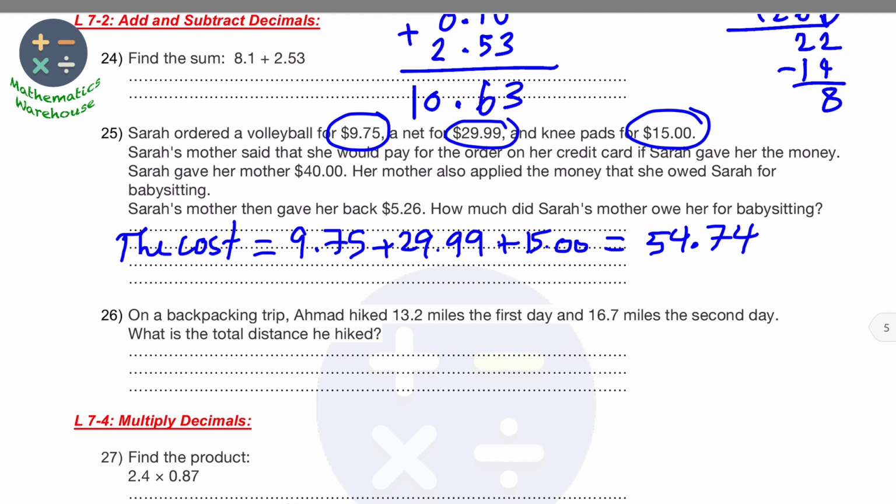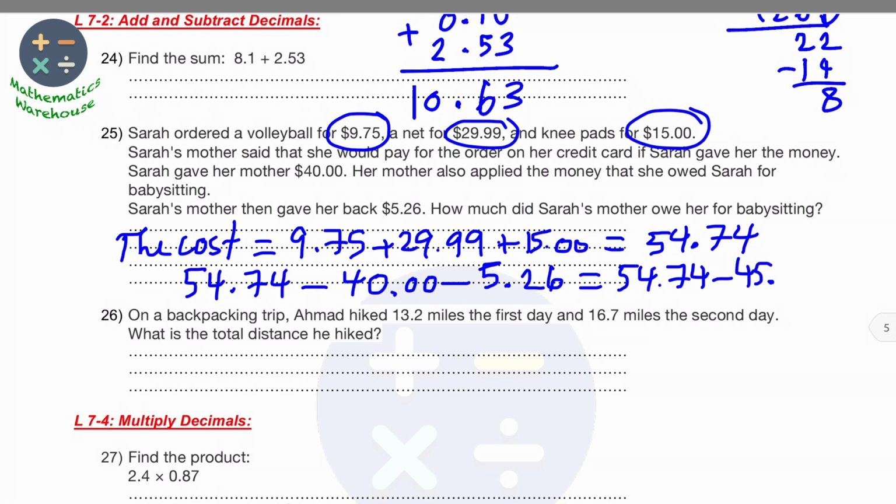Now we need to know how much Sarah's mother owed her for babysitting. So we need to subtract what Sarah gave her and the change. So 54.74 minus 40 minus 5.26 equals what? We can say 54.74 minus 45.26, which is 9.48, and this is the answer.